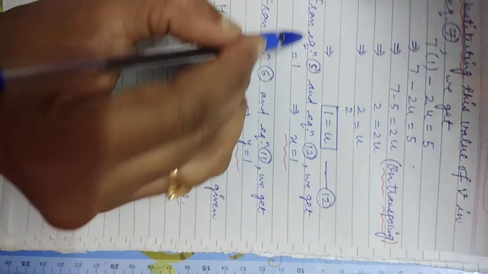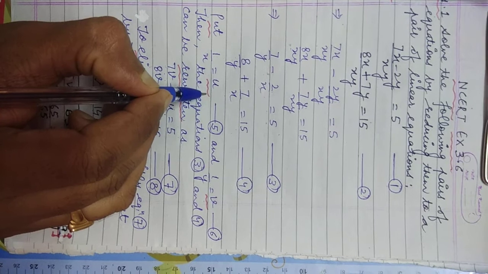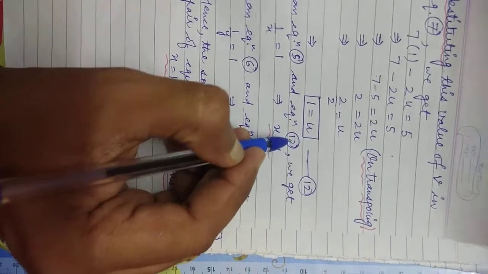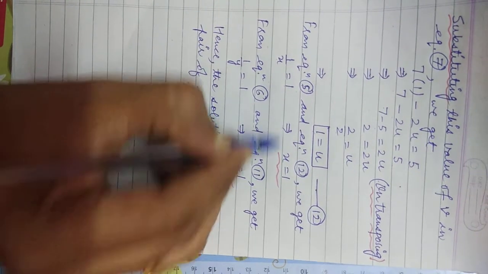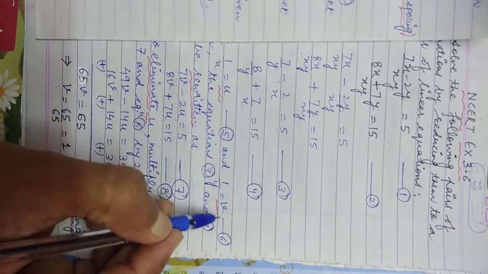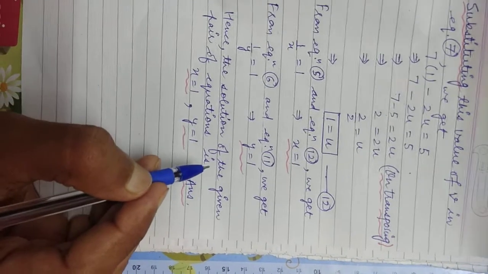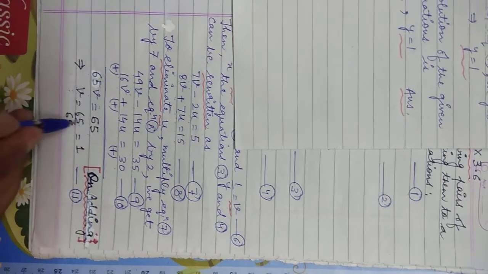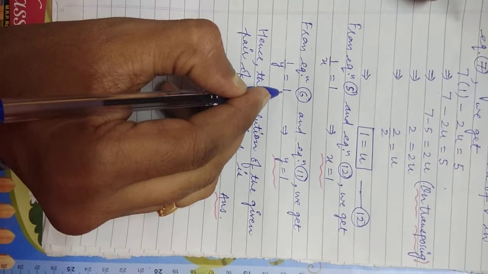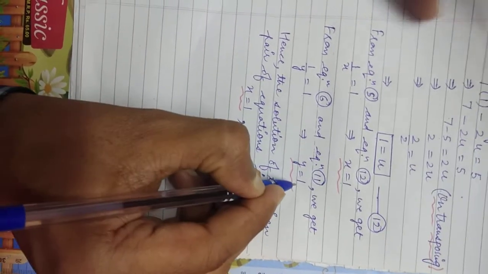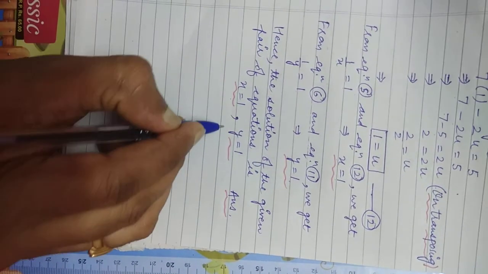Now see, from equation 5, 1 upon x equal to u, and equation 12, that is u is equal to 1, we get 1 upon x equal to 1, so it implies x equal to 1. And from equation 6, that is 1 upon y is equal to v, and from equation number 11, that is v is equal to 1, we get 1 upon y is equal to 1. It implies that y is equal to 1. Hence the solution of the given pair of equations is x equal to 1 and y equal to 1.